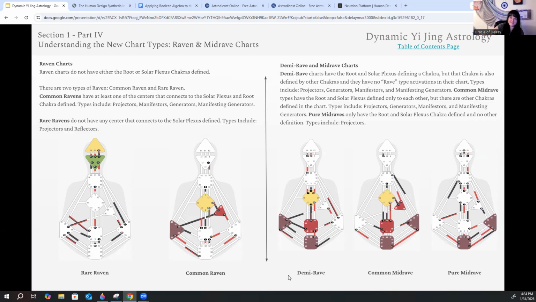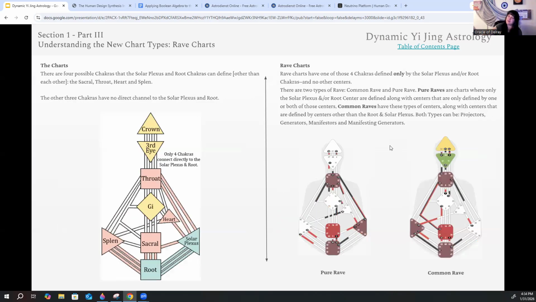That's the next easiest category to discuss. Then there's the rave. Rave is my favorite type of chart. This is the first one I conceptualized. This is my beautiful nephew's chart. He's a pure rave. It's my favorite type of chart, and I discovered the pure rave before he was born, so it delights me that that is his chart.